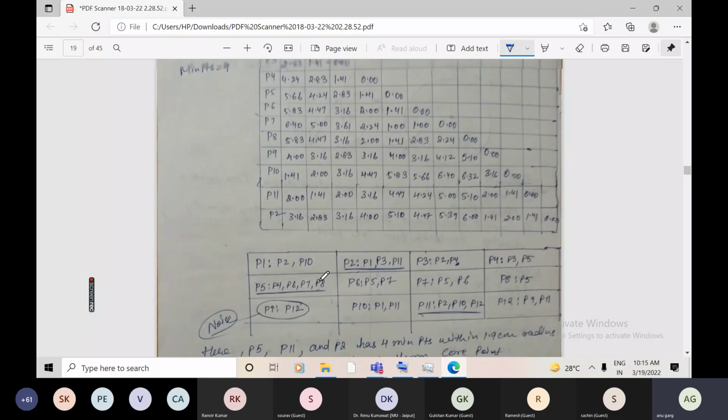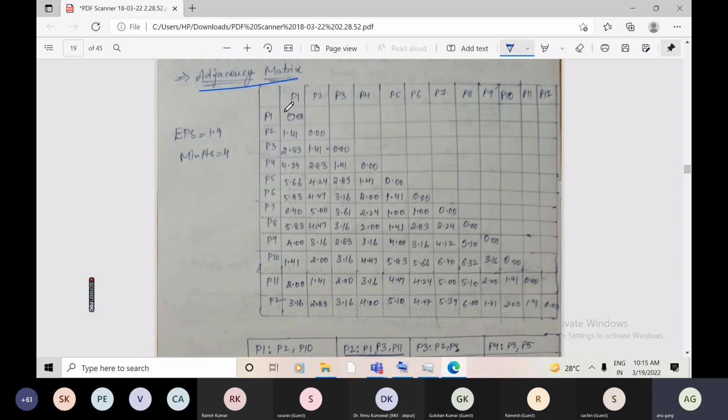Next, in your step 2, what you're supposed to do is start with P1. Now we will find P1's vicinity. Let's take point P1. In P1's vicinity, which points are coming? You need to satisfy the epsilon condition to take the points which are in the neighborhood of P1. So you should look horizontally and vertically. Horizontally we have nothing here. In vertical, whichever value is less than 1.9. So this is less than 1.9. This is less than 1.9.